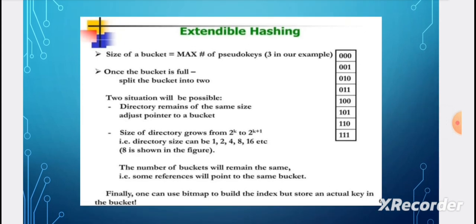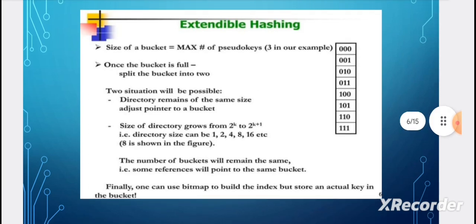Extendable hashing. The size of a bucket is equal to max hash of pseudo key 3 in our example. Once the bucket is full, split the bucket into two. Two situations will be possible here. First, the directory remains of the same size; adjust the pointer to a bucket.